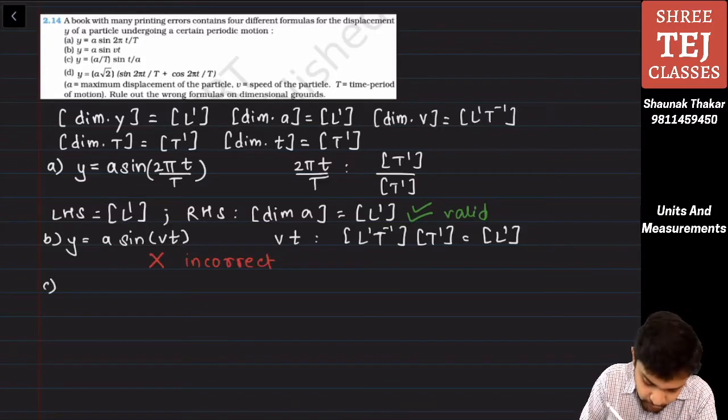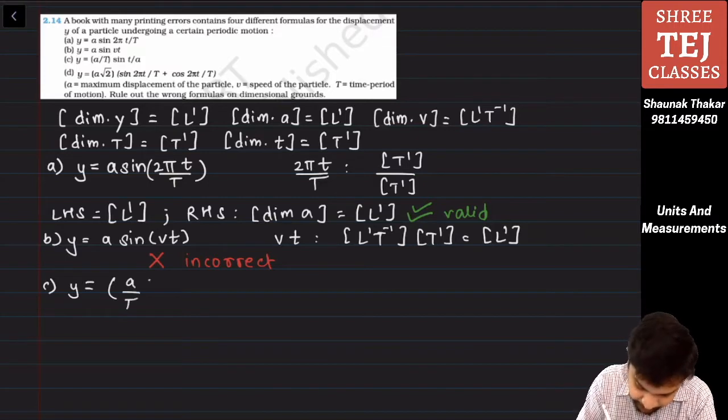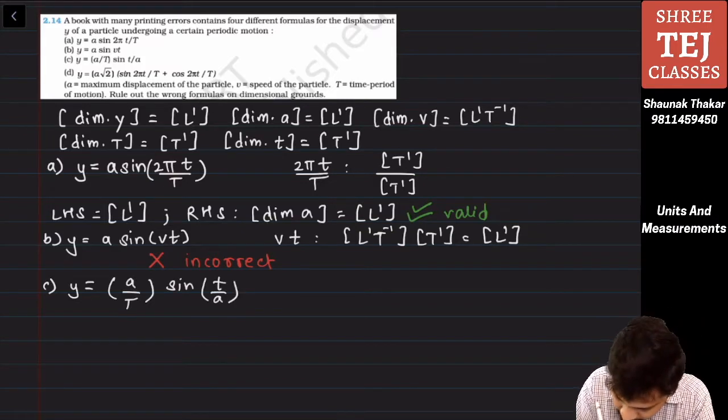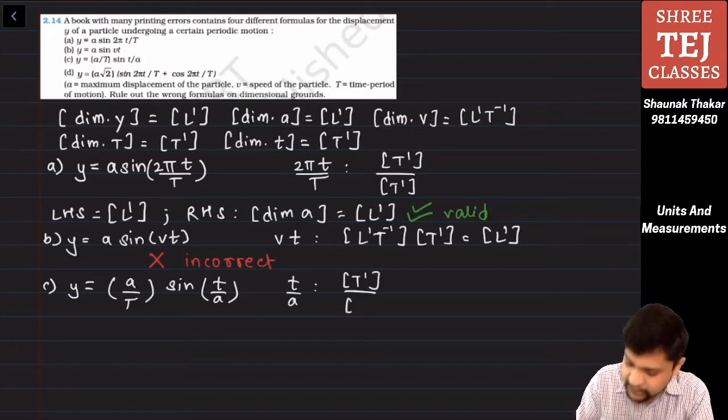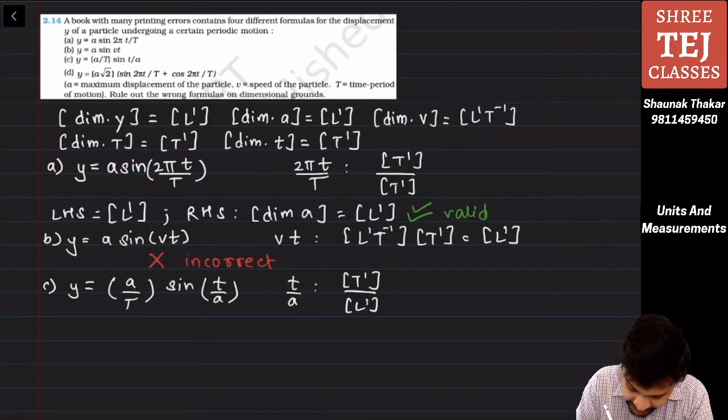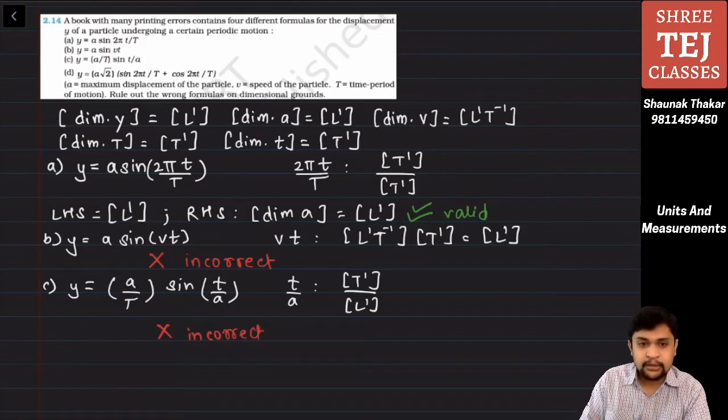Third one, what do we have here? Y is equal to A upon T sine of T upon A. Now let us evaluate T upon A. So what is T upon A? T raised to 1 upon L raised to 1. Again, it is not dimensionless. Therefore, we cannot take sine of this value. Hence, it is incorrect. Okay.